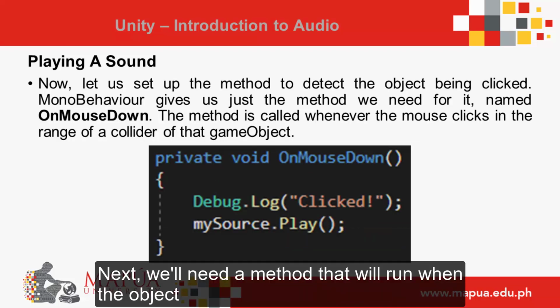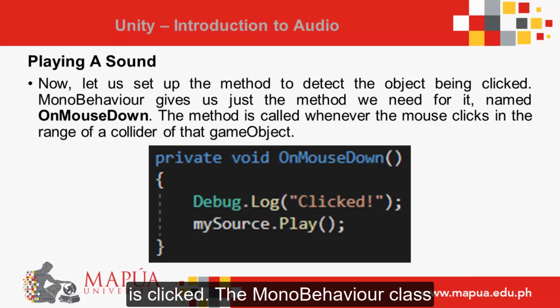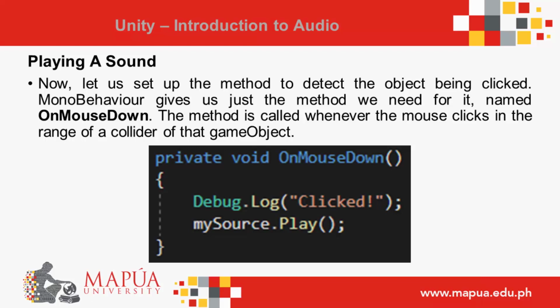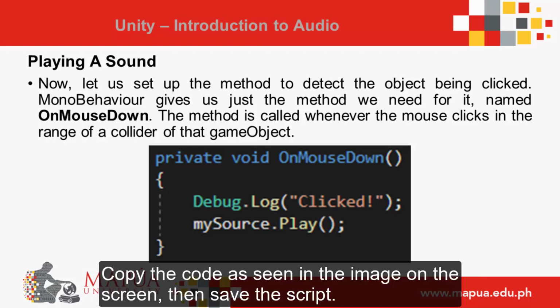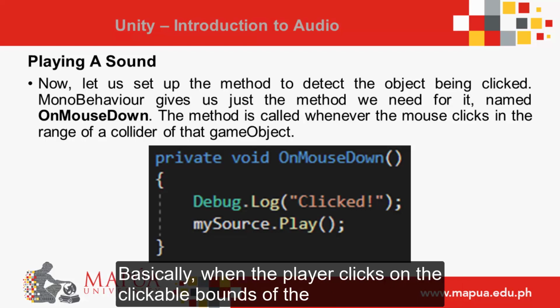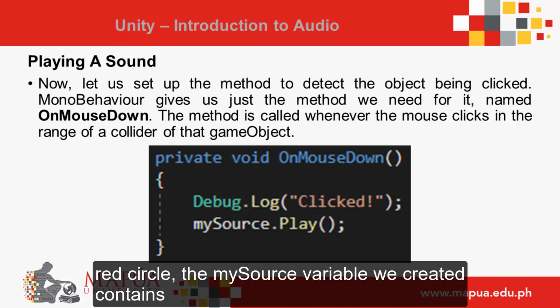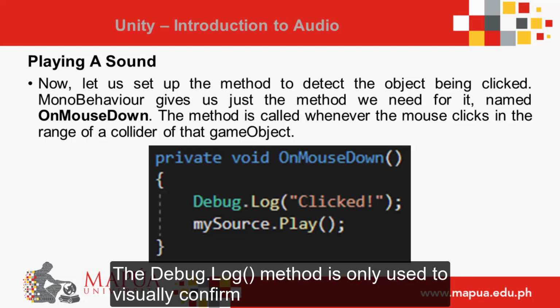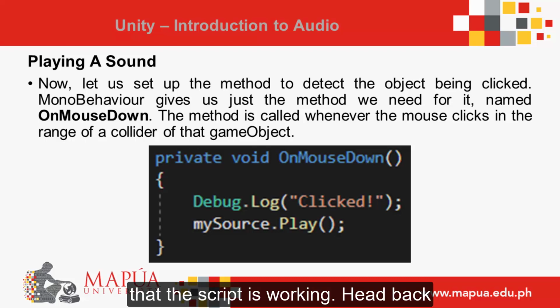Next, we'll need a method that will run when the object is clicked. The MonoBehaviour class contains the OnMouseDown method which is useful in this example. Copy the code as seen in the image on the screen, then save the script. Basically, when the player clicks on the clickable bounds of the red circle, the mySource variable we created contains a Play function which will play the audio clip stored in the referenced component. The Debug.Log method is only used to visually confirm that the script is working.